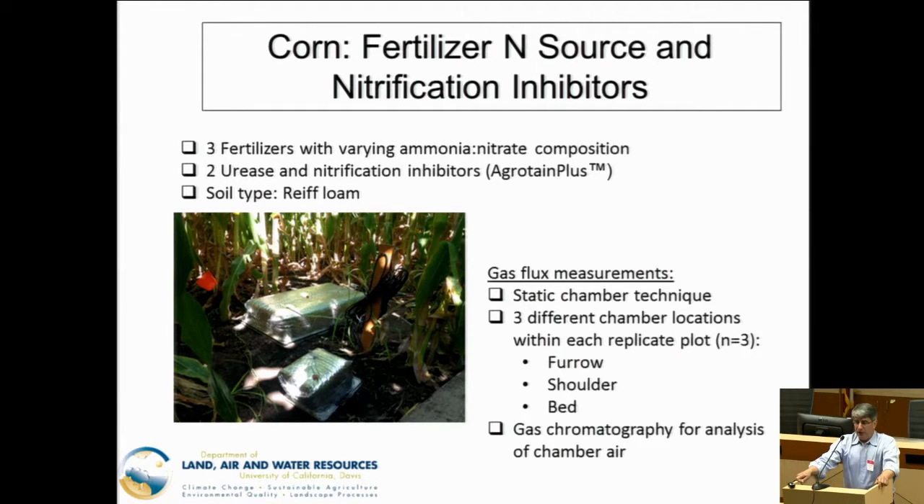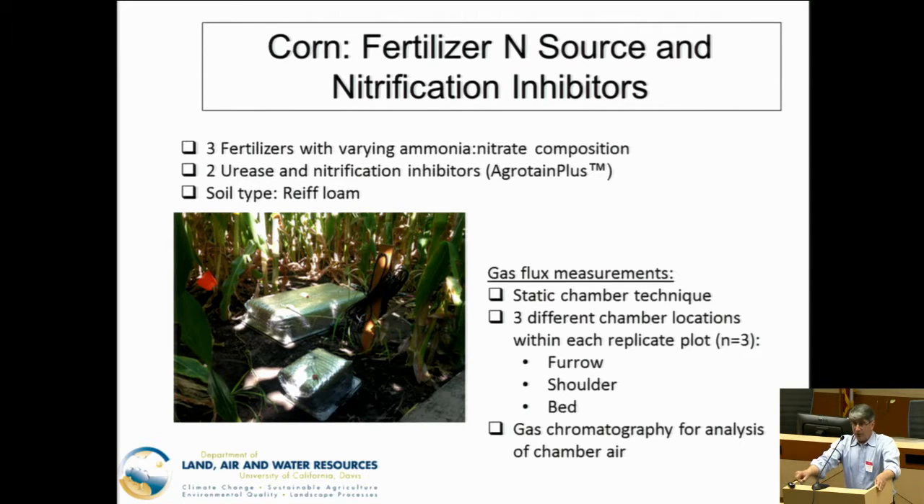So our experiments on evaluating these fertilizer N sources and nitrification inhibitors were, for the first year, done at a research site at UC Davis. And we used 3 different fertilizers with a varied ammonia to nitrate composition. So we had aqua ammonia, a pure ammonia fertilizer, then a very popular type of fertilizer, urea ammonium nitrate, liquid, and then also calcium nitrate, so just purely nitrate. And we tested 2 urease and nitrification inhibitors. The active ingredient of the nitrification inhibitor was DCD, dicyandiamide, and the trade name was Agrotain Plus.